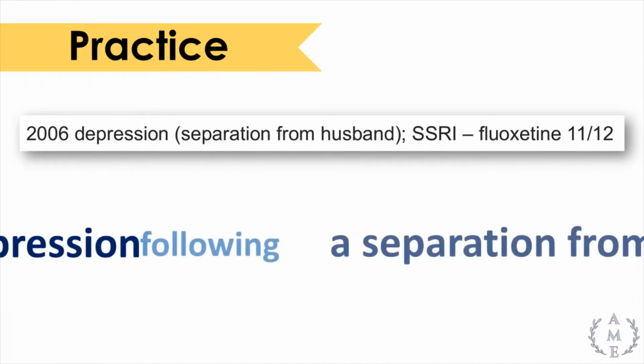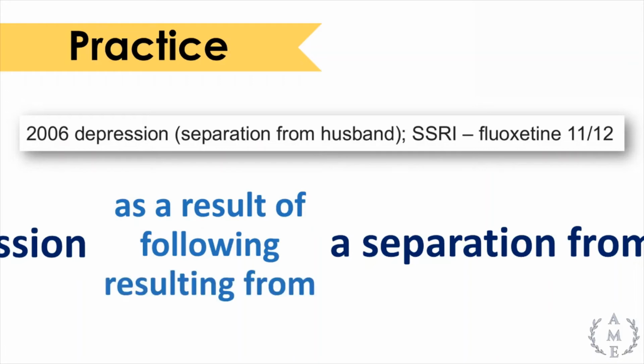Okay, next one. Can you think of any different ways to phrase this information? You have 15 seconds. So possible answers include as a result of or resulting from. All three of these options are good for when you want to mention an effect first before explaining the cause.